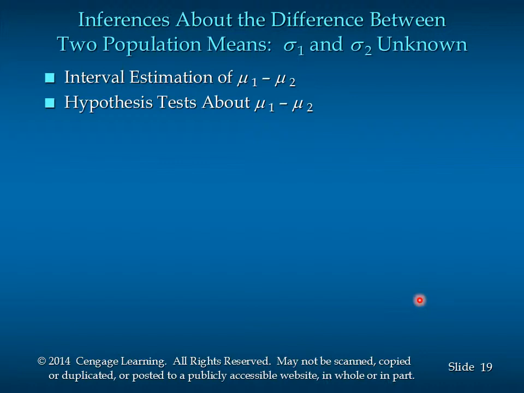Now what you have is the standard deviation of the population is not known. The standard deviation of the population is unknown. That's why it's blank.